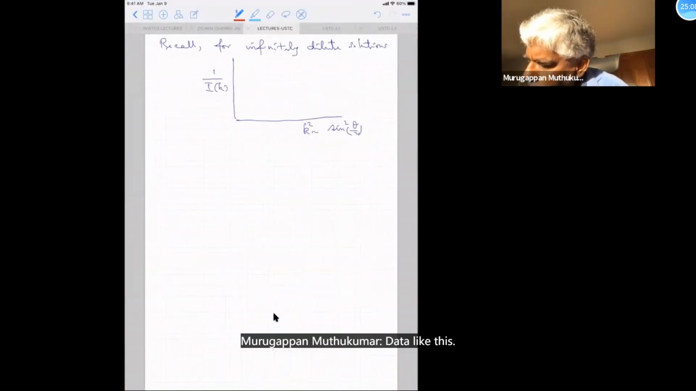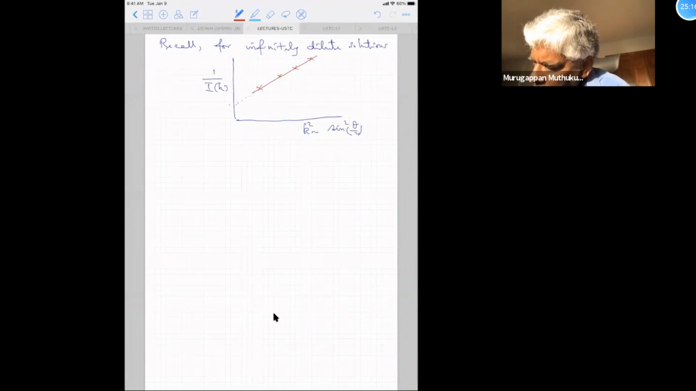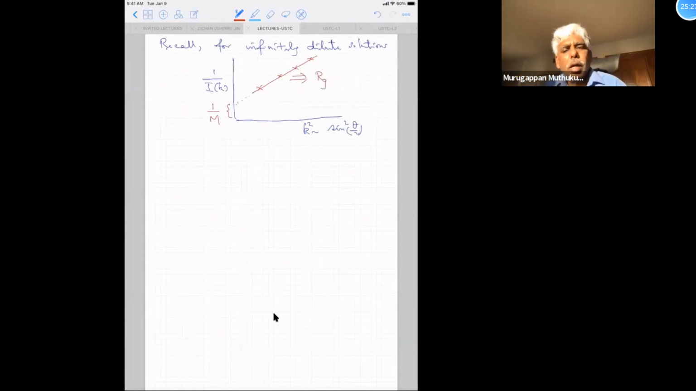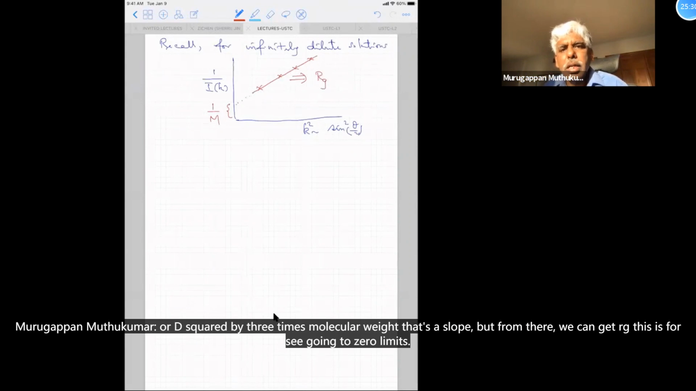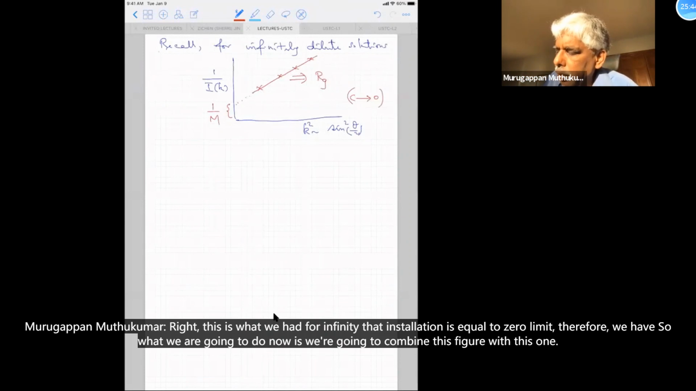Okay. We had data like this, a straight line, and then we had an intercept, that was 1 over M in our nomenclature now, and then the slope gave me Rg. In fact, it was Rg squared by 3 times molecular weight. That's the slope, but from there we can get Rg. So this is for the C going to 0 limit, for infinitely dilute solution. This is what we had.